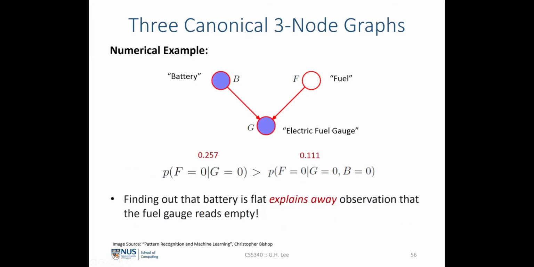So what happens here is that having observed that the electric gauge reads empty and the battery is flat right now, it actually tells us that our belief that the fuel tank is really empty actually drops when we saw that the battery state is 0, that the battery is indeed flat. What this means is that having observed the electric gauge reading, it makes the two random variables of battery and fuel coupled together. They are no longer independent of each other, and hence knowing the state of the battery would explain away the observation that the fuel gauge reads empty.